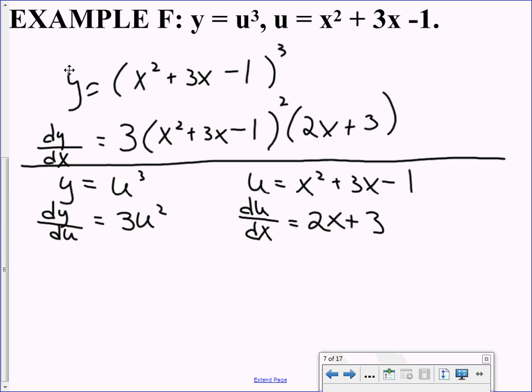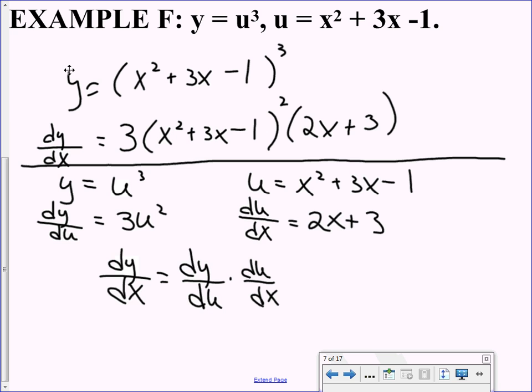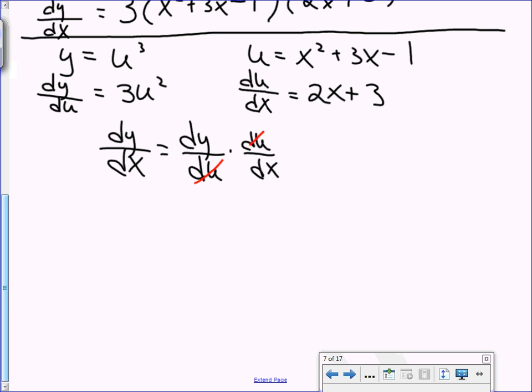Well, derivatives are going to work like fractions. So if I want to find dy dx, I can actually multiply dy du by du dx. And when you multiply with fractions, you can cancel. So another way we could have found dy dx is to take dy du, and we have that here. That was 3u squared, and multiply that by du dx.